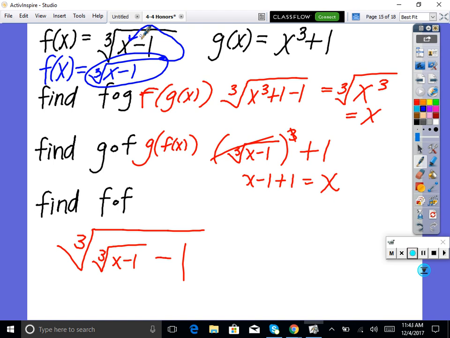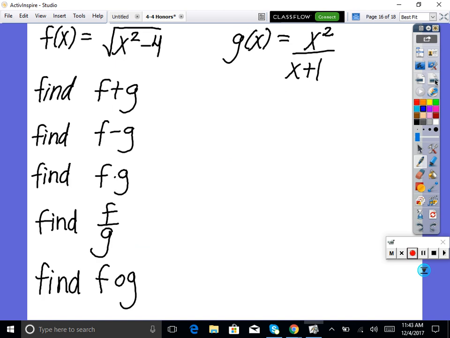So then you're going to cube root, and then instead of an x, you have the cube root of x minus 1, and then we have our minus 1 there. So if you need to write it out twice and do that, that's fine. Now, that's not going to simplify, correct? And then think about it, with our domain here, cube roots, odd roots, are all real numbers. We can plug in anything, right? Negatives are fine, even positives are fine. So the domain on all of these is all real numbers. Okay, let's do another one where the domain's a little harder.